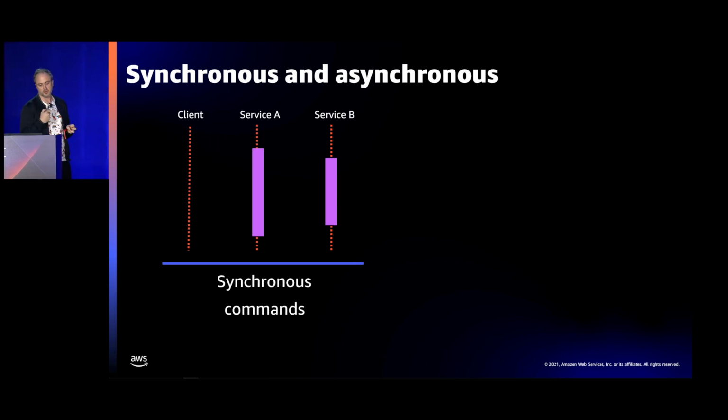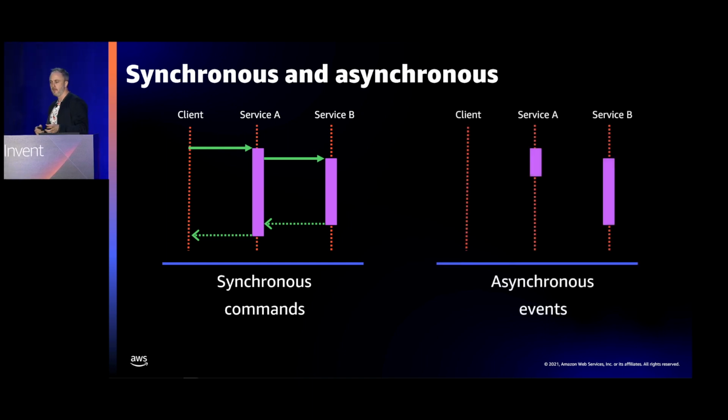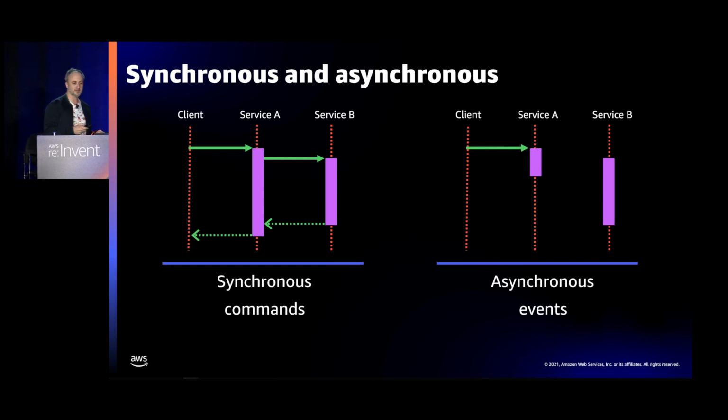So a synchronous command works like this, where my initiating service or my client sends a request to service A. Service A might send that request downstream to service B. Service B will run, send the response back to service A. Service A might do some additional computation on that response and then send it back to the client. That's a synchronous command-driven workload. If you employ an asynchronous workload for those same services, it will work like this.